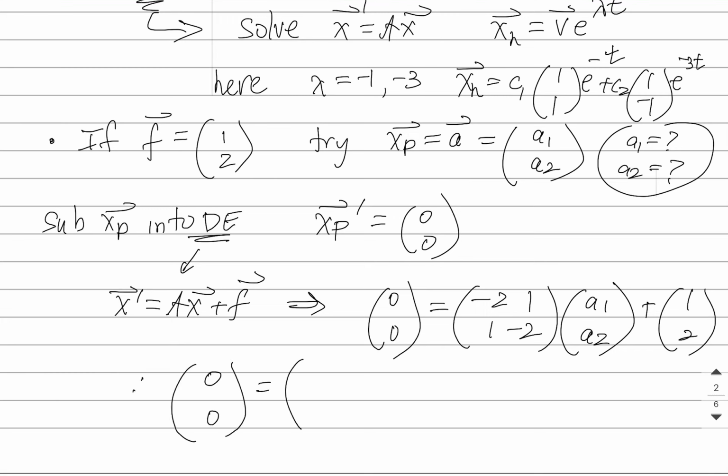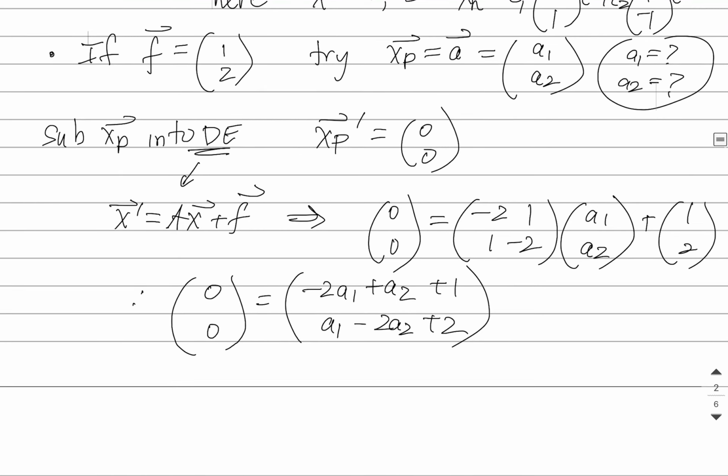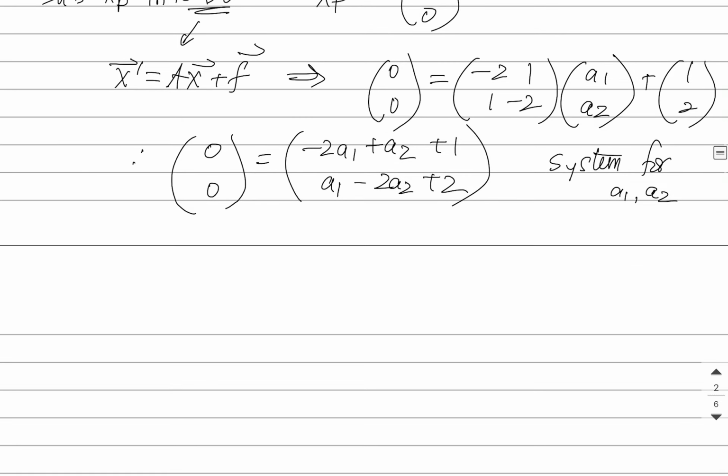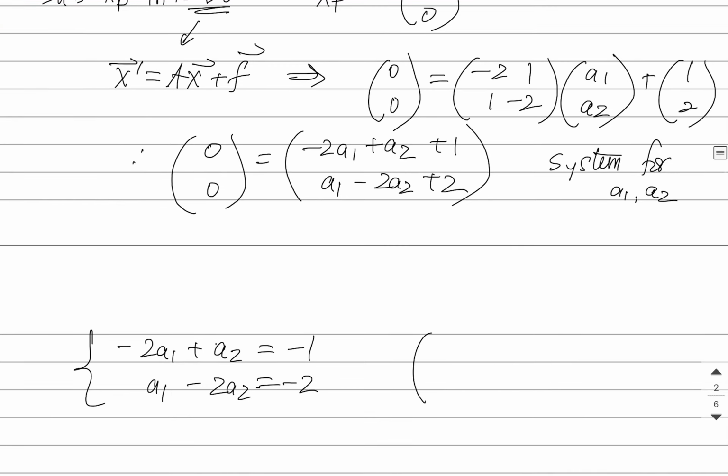So this is going to end up giving us the following vector system. We'll have 0 on the top entry, -2a1 plus a2 plus 1, and a1 minus 2a2 plus 2. So we get a system for a1 and a2, and that system looks like this: -2a1 plus a2 is -1, a1 minus 2a2 is -2. So all we need to do is reorganize this, so we can put this into matrix form to deal with things a little more straightforwardly.